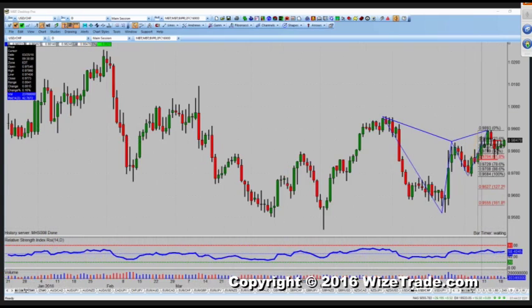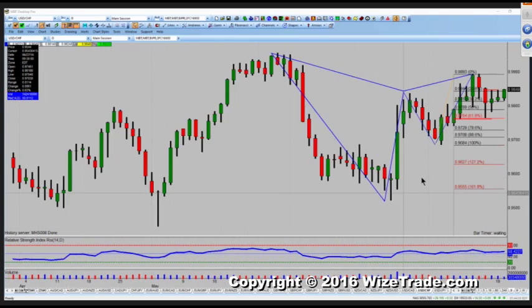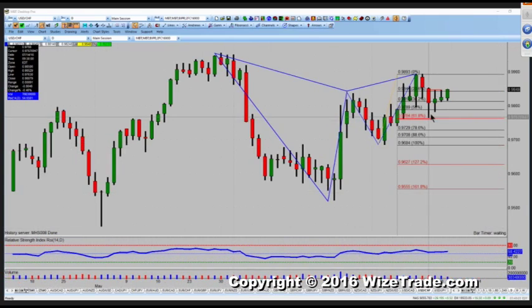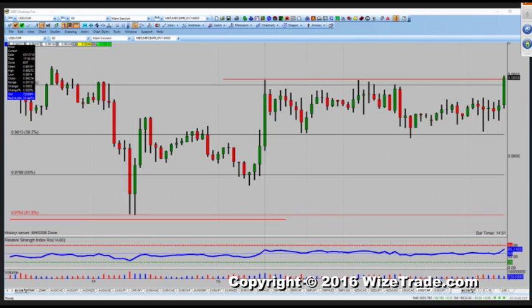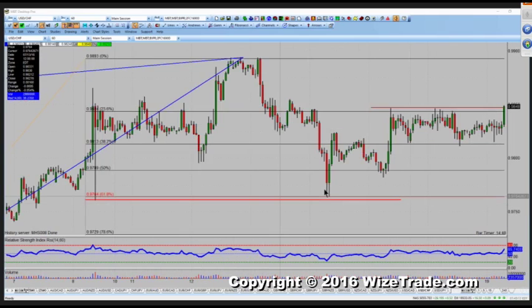Okay, but we pulled back to the 618, double bottom there, and we've held. Okay, we've held the 618. So support for today, I think we can tighten it up a little bit. I don't think we have to write that down.